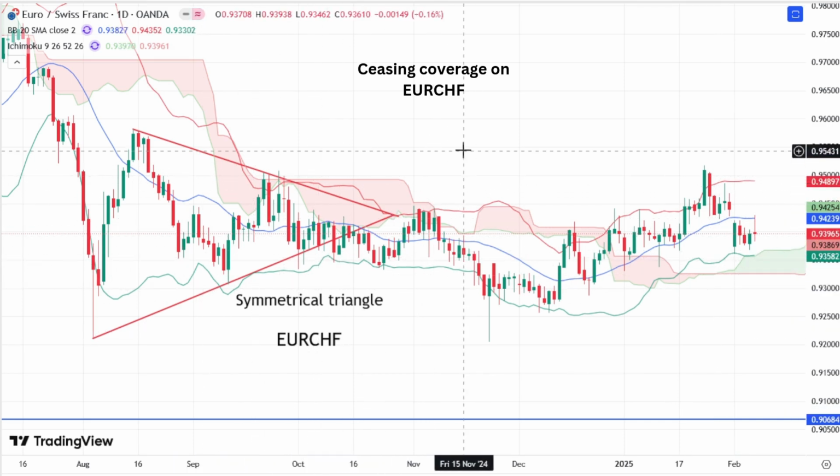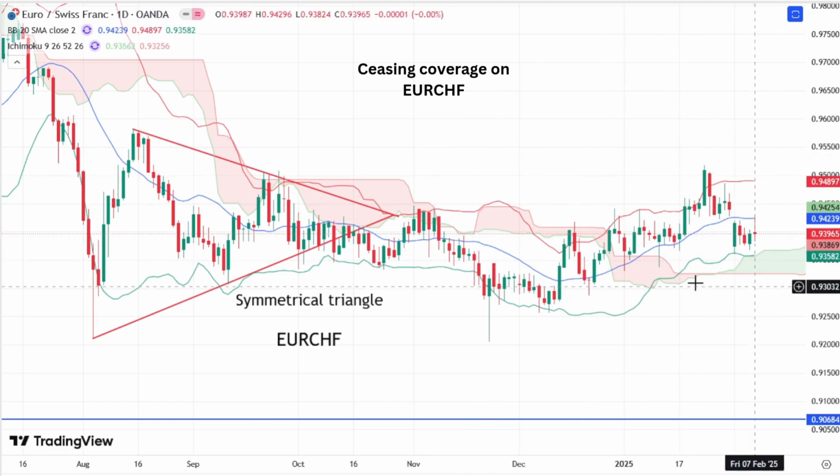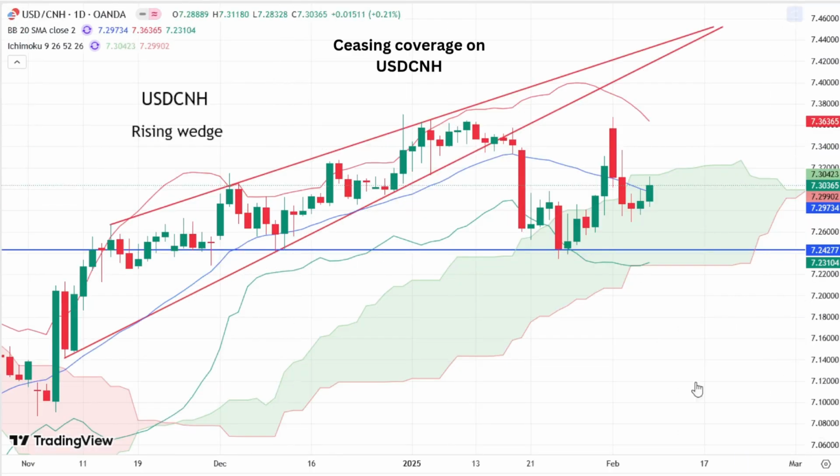I will now cease coverage on this cross because clearly Euro-Swiss has rallied above the cloud and the outlook is now bullish. I'm suspecting that Euro-Swiss is forming another pattern, and I will cover this in a future video if this develops well.